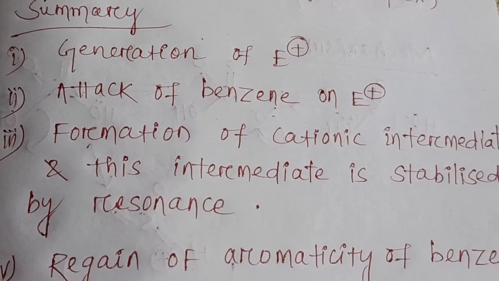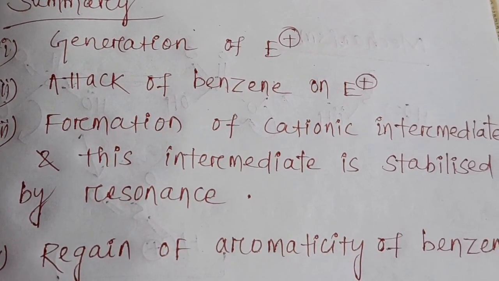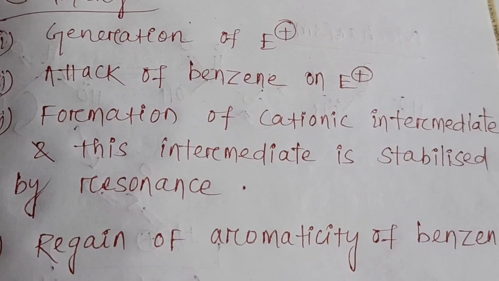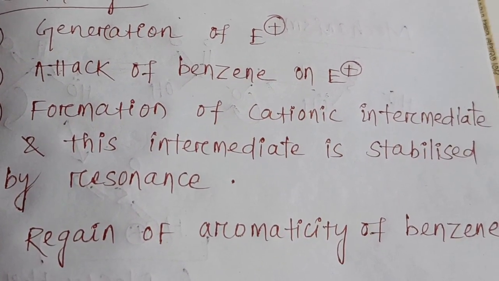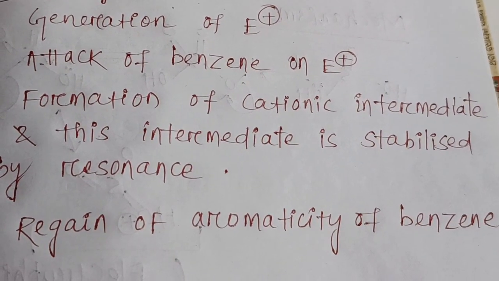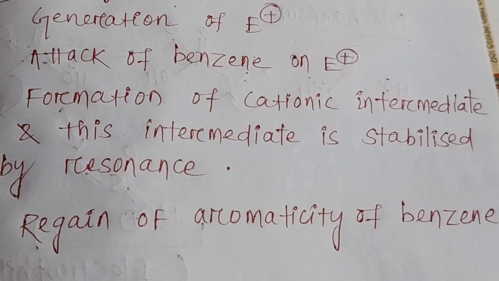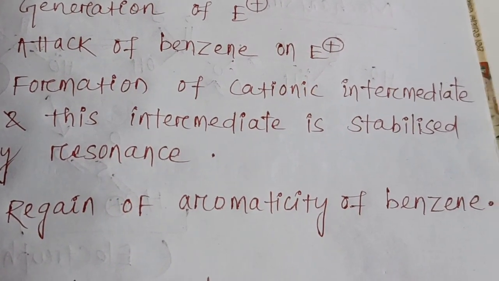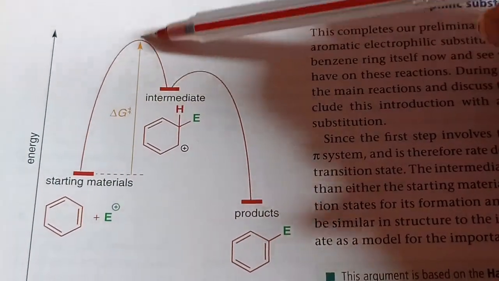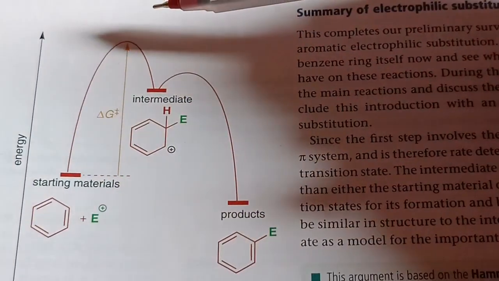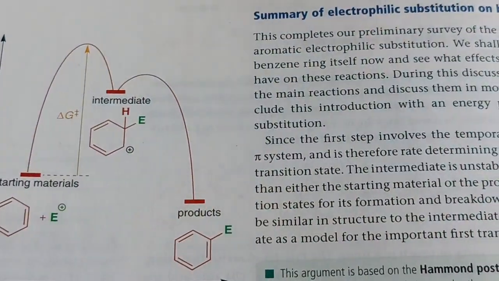So what is the summary of the general mechanism of electrophilic aromatic substitution reaction? First is generation of the electrophile, and second is attack of the benzene ring on the electrophile. Third step is formation of the cationic intermediate, and this cationic intermediate is stabilized by resonance. Fourth is regain of aromaticity of benzene. This is the energy diagram, and the first step is the slow step, so it requires high activation energy, and it is high for the first step.